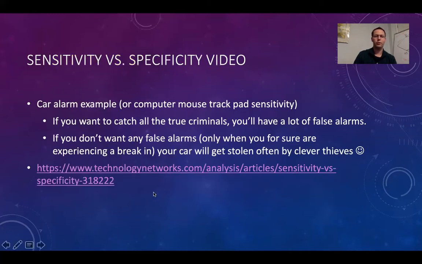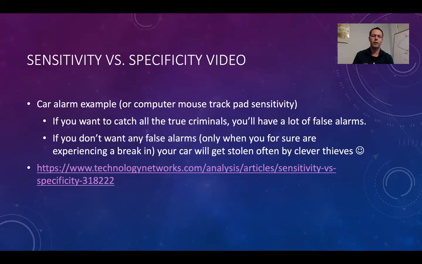This is actually a pretty cool video. If you want to, I put the link to this video, it's YouTube, on our Foxtail page. It's about a 12-minute video. The guy goes through a car alarm example, and he talks about taking a car alarm that has a particular sensitivity for going off, and you can turn that sensitivity up or you can turn it down.